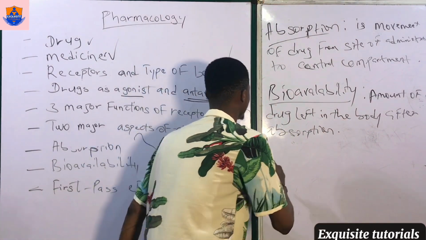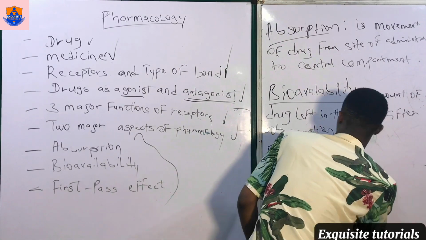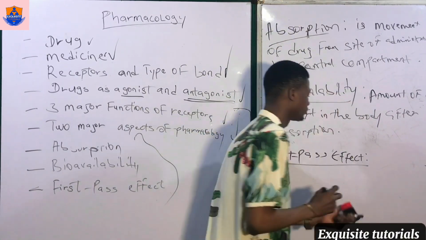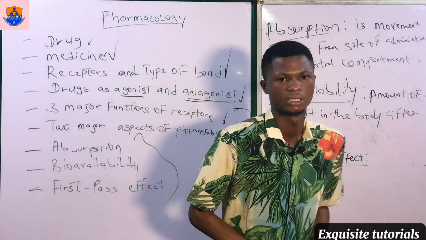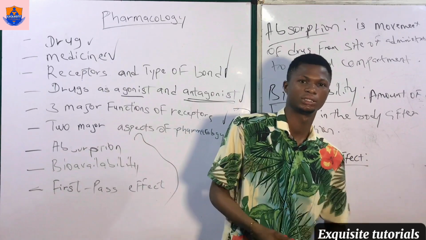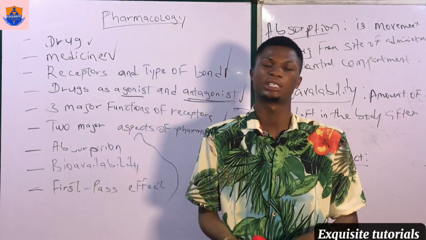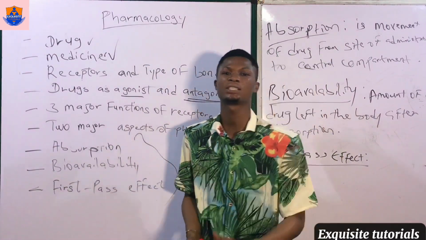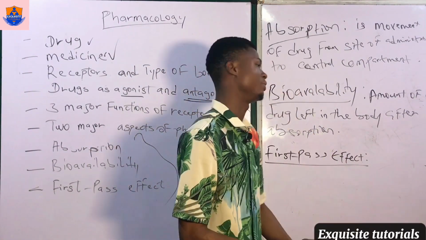Now let's talk about first pass effects. What do we mean by first pass effect? First pass effect is the amount of drug that is lost either due to elimination or metabolism as the drug passes through the liver or the lungs at the first place.